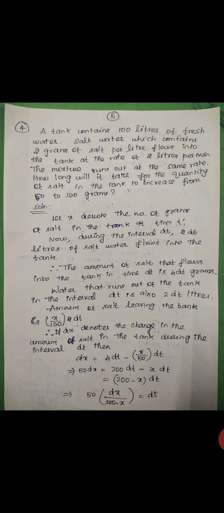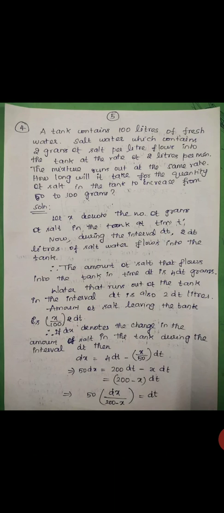Now during the interval dt, 2 dt liters of salt water flows into the tank. Therefore, the amount of salt that flows into the tank in the time dt is 4 dt grams. The water that runs out of the tank in the interval dt is also 2 dt liters. The amount of salt leaving the tank is x by 100 into 2 dt.